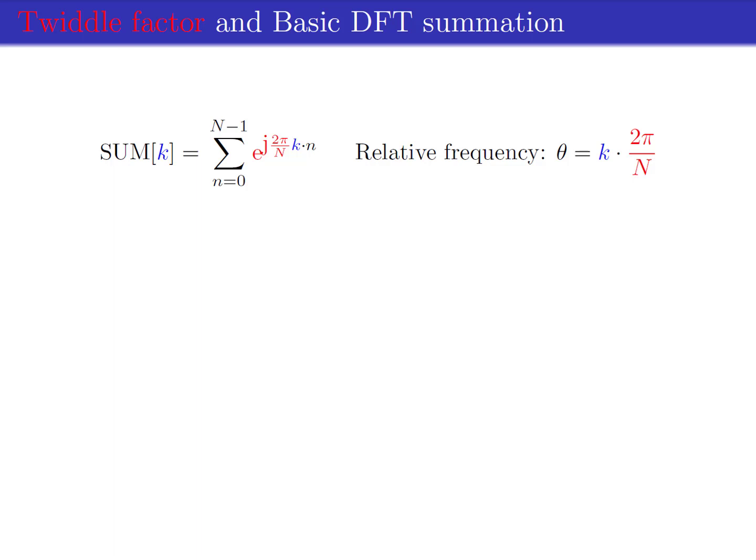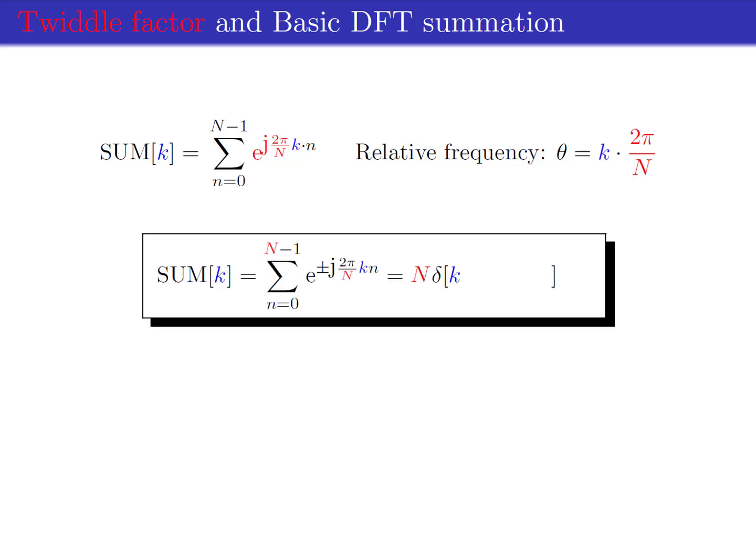From this animation we obtain the following basic DFT summation property. The given summation is always equal to 0, except for the case that the DFT index k is an N-fold. Thus, for k is equal to 0, plus or minus N, or plus or minus 2N, etc., which can be described by the given delta function in which the index contains the modulo N operator.